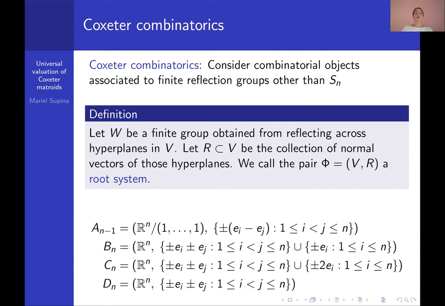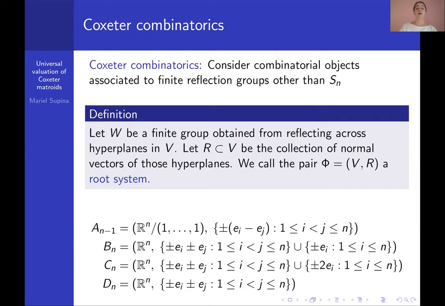So we call these types A, B, C, and D, but type A is the one that I've been working with, which corresponds to the symmetric group. The roots here are just the vectors e_i minus e_j. You can see that these are the normals to the hyperplanes x_i equals x_j, and reflecting across these hyperplanes transposes two coordinates of a point. And by doing that in all the possible ways, we get all of S_n, all the permutations.